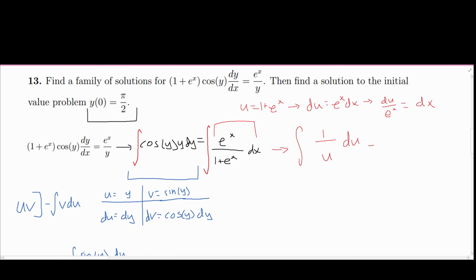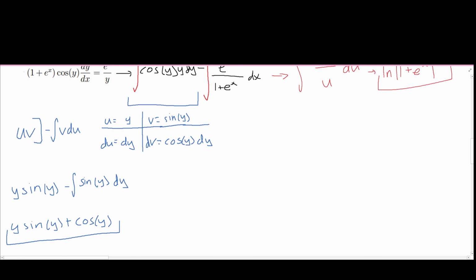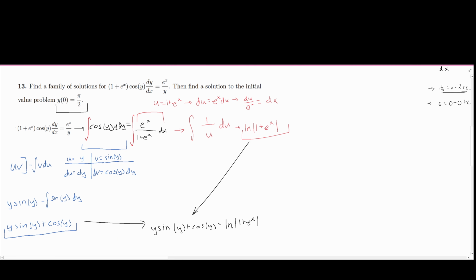Integrating this, we get ln of u. Plugging back in for u, we get 1 plus e to the x, just like this. So that is that integrated. Now we are just going to combine these together. So when we combine them back together, this is what we get. y sine of y plus cosine of y is equal to ln of 1 plus e to the x.